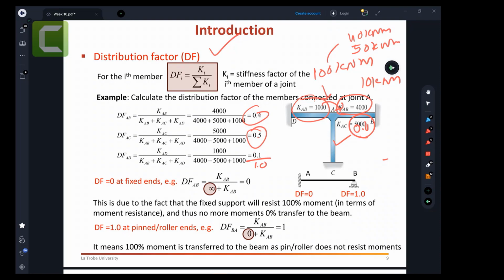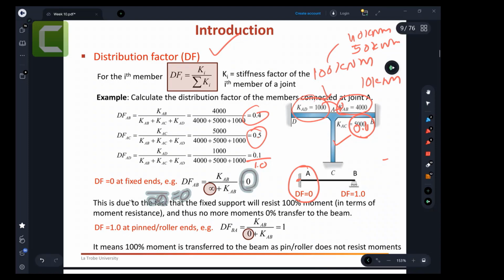Now, if someone asks you to find the distribution factor at a fixed support, there is nothing else there, it is just fixed. So the distribution factor at the fixed joint is 0. Why? Because you can do the calculation: stiffness of AB over infinity. This fixed support has an infinite stiffness, right? It's very strong. It does not deform. So infinite stiffness goes in the denominator, and something over infinity is 0. So the distribution factor of a fixed support is 0, because you are dividing some number by infinity.